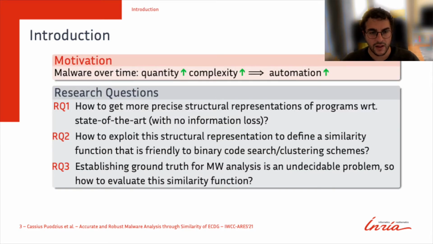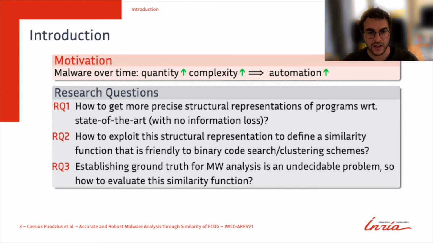Over time, we have been seeing an ever-growing number of malware that are getting more and more complex. To cope with this problem, we need to rely on automation. In this paper, we address the backbone question: how to compute similarity of unknown programs with high accuracy while being friendly to search and clustering algorithms for malware analysis. This question is broken down into these three research questions.